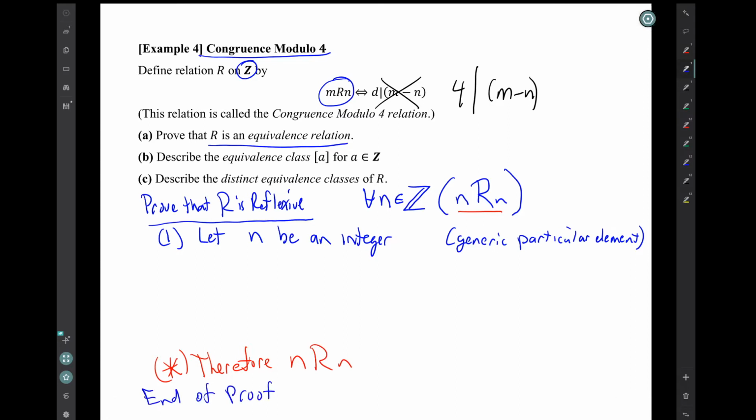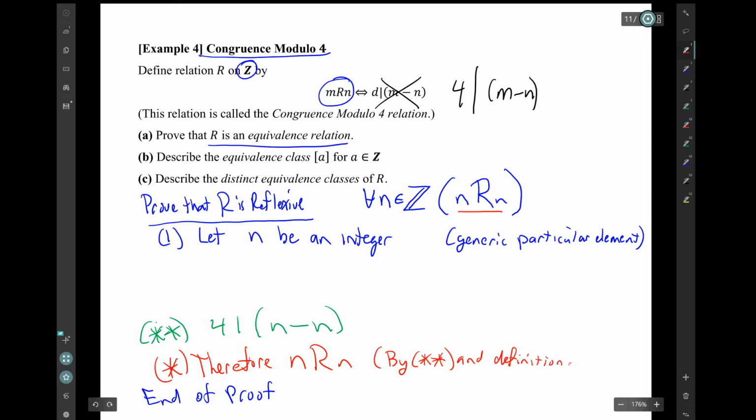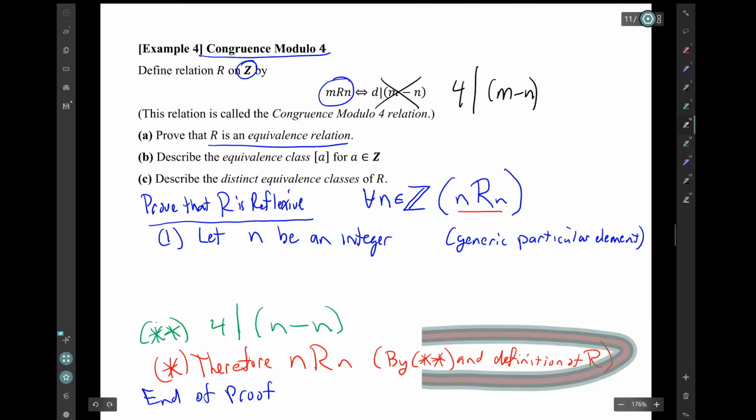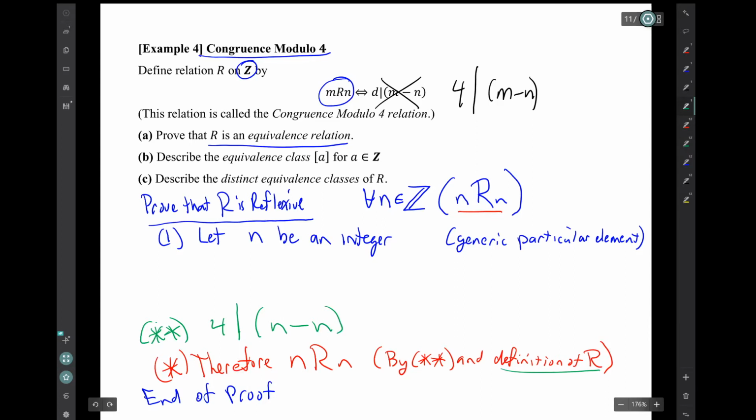All right, well, let's work backwards. What does it mean to say that n is related to n? Well, we have no choice. That's a defined expression. So we have to previously have said this, that 4 divides n minus n. And then if we have said that green statement, then we're allowed to say the red statement, and it'll be justified by the previous statement and the definition of R. So in this last line, we're packing up the definition of R.